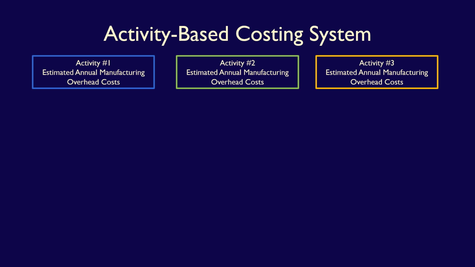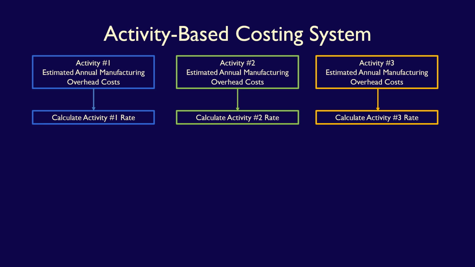Under the activity-based costing system, the company still estimates total annual overhead costs, but the total overhead estimated is divided into separate activity cost pools. In this case, we have three: activity 1, 2, and 3. Note that an activity-based costing system could have any number of activity cost pools, but I'm simplifying it for purposes of this demonstration. These activity cost pools recognize that many different activities are involved in the manufacturing process. Each activity cost pool represents the estimated overhead costs incurred for that specific activity.